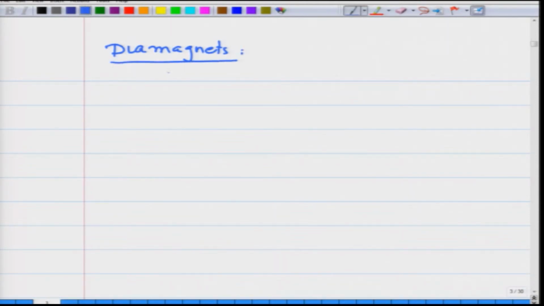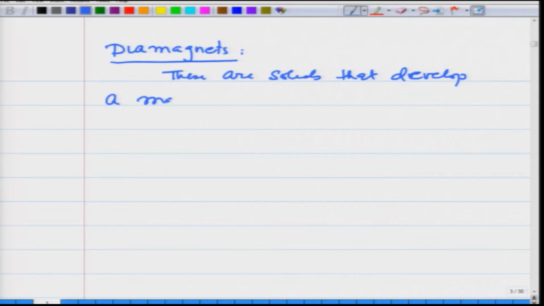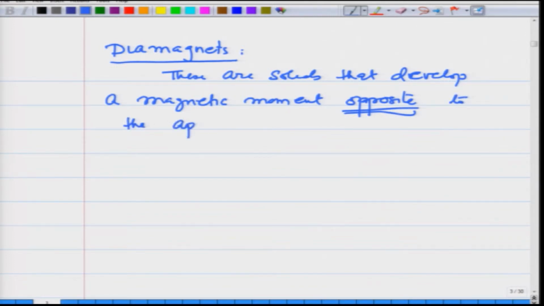Another category of systems are known as diamagnets. And these are systems that develop a magnetic moment opposite to the applied field.